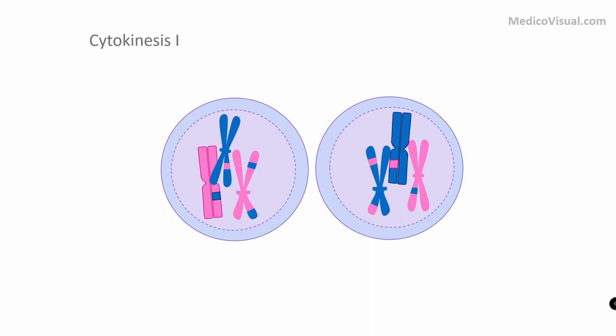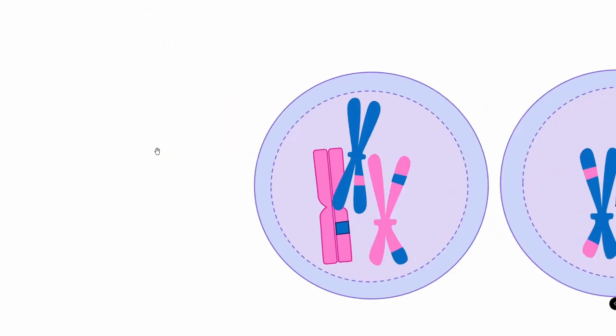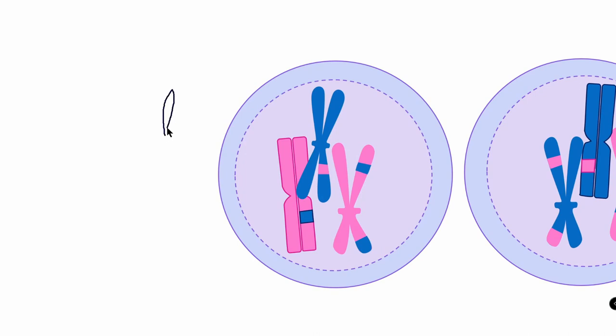This is meiosis 1. Now what happens in meiosis 2? Meiosis 2 is exactly like mitosis. The only difference is that before mitosis, DNA replicates. But before meiosis 2, DNA does not replicate. Why? What is the reason? Because it already has a sister chromatid with it. Yes, you are right. In mitosis, the problem is that we only have a single chromatid like this.